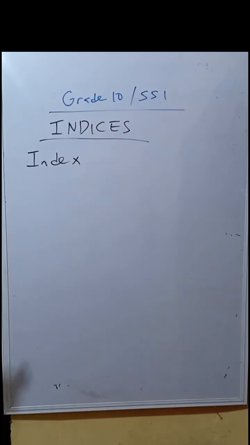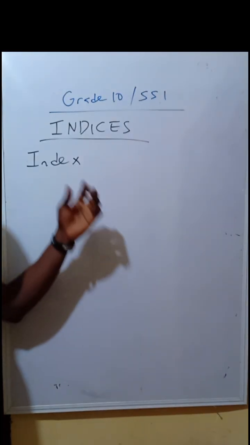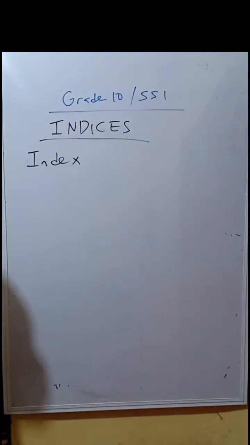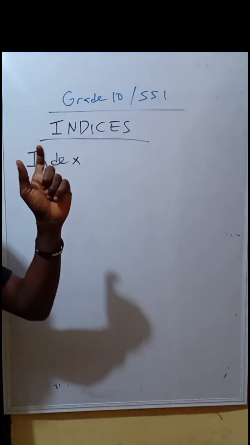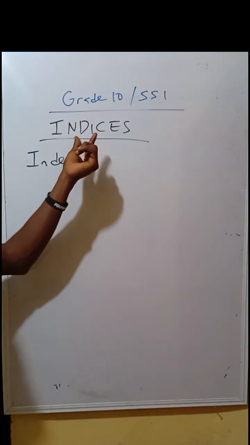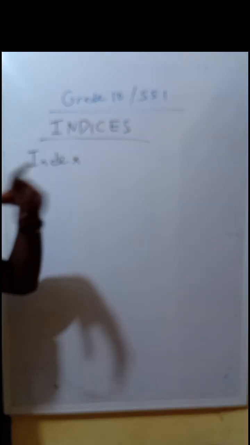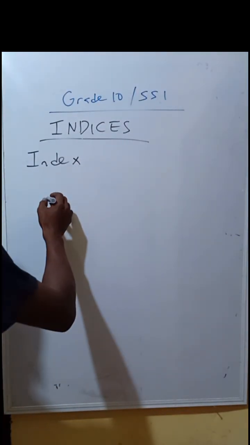Index is the singular form of indices. What we mean by singular form here in SS1, there are some terminologies that I would expect you are familiar with. Singular means one, plural means more than one. So if it's just one we are dealing with, we call it index, while if it's more than one, we call it indices.